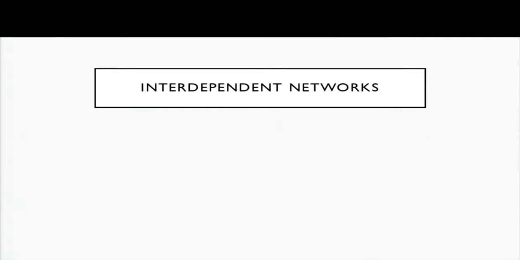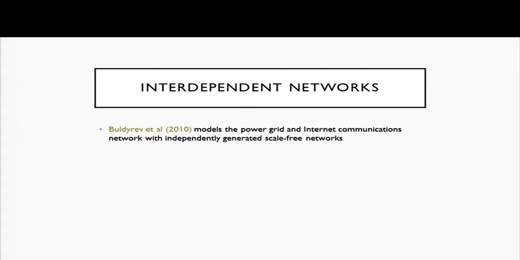So now that we have some of the basics down for network science, we can look at the study of interdependent networks, which is essentially the problem we're looking at with these blackouts in the examples that I gave before. In particular, Buldyrev et al. model the power grid and the internet communications network as two separate scale-free networks that are interrelated in some manner.